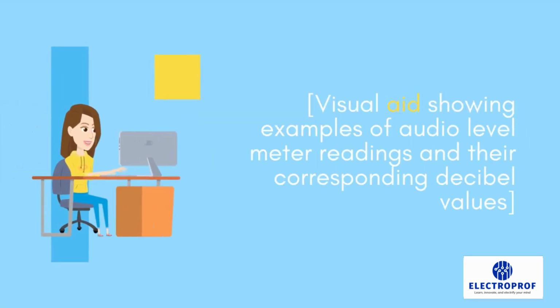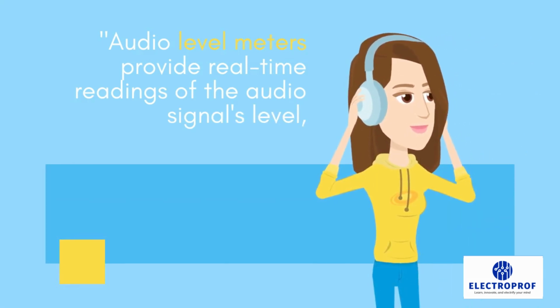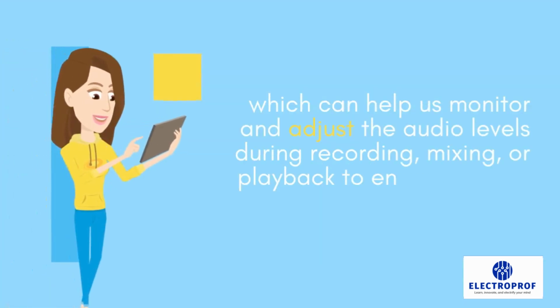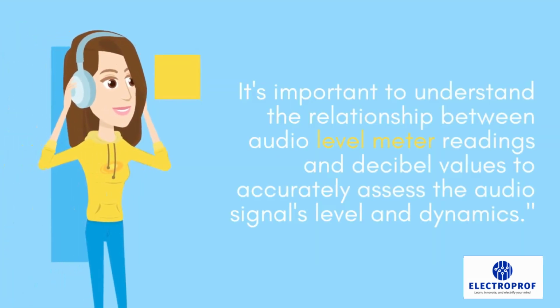Visual aid showing examples of audio level meter readings and their corresponding decibel values. Audio level meters provide real-time readings of the audio signal's level, which can help us monitor and adjust the audio levels during recording, mixing, or playback to ensure optimal audio quality. It's important to understand the relationship between audio level meter readings and decibel values to accurately assess the audio signal's level and dynamics.